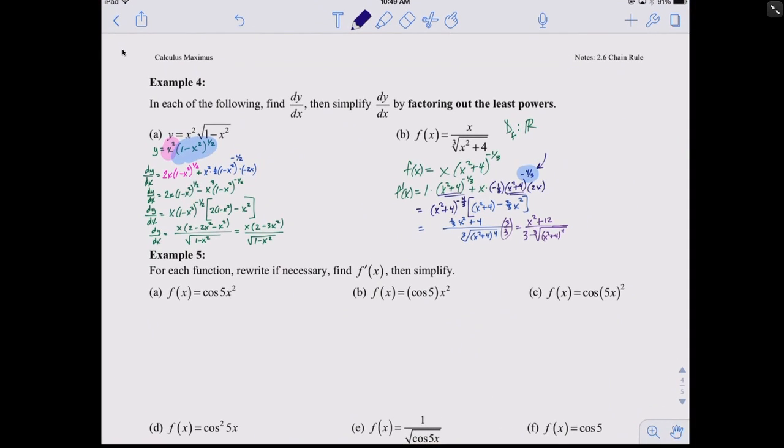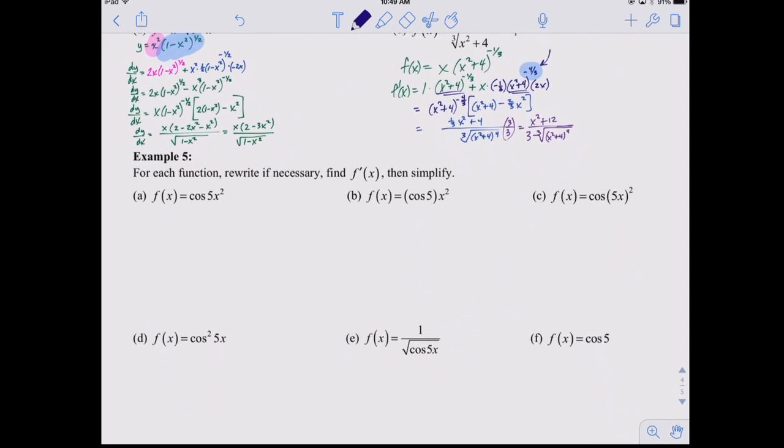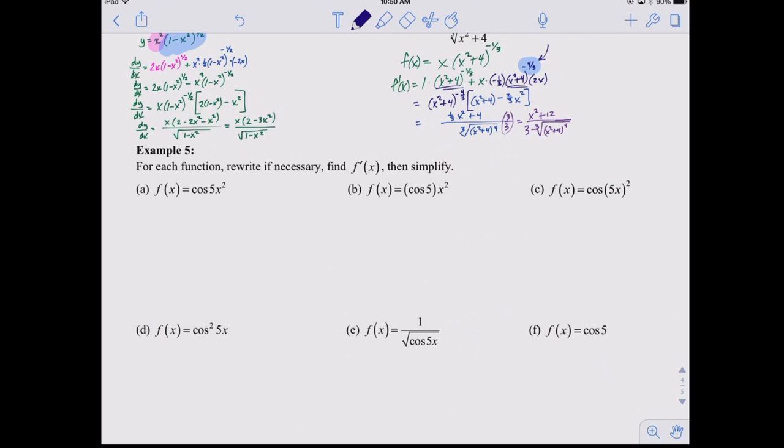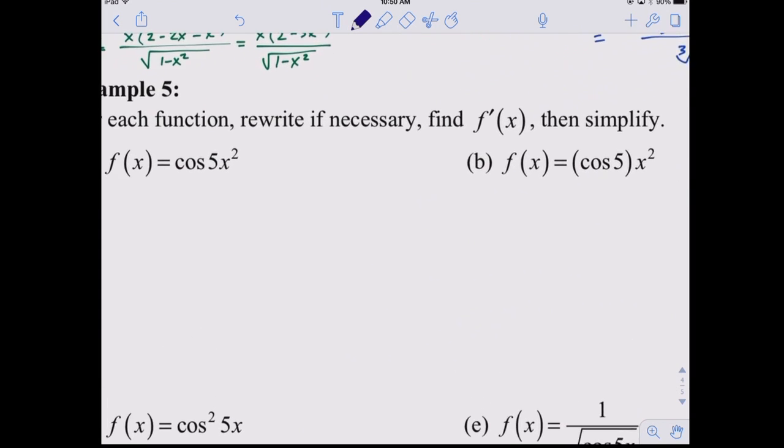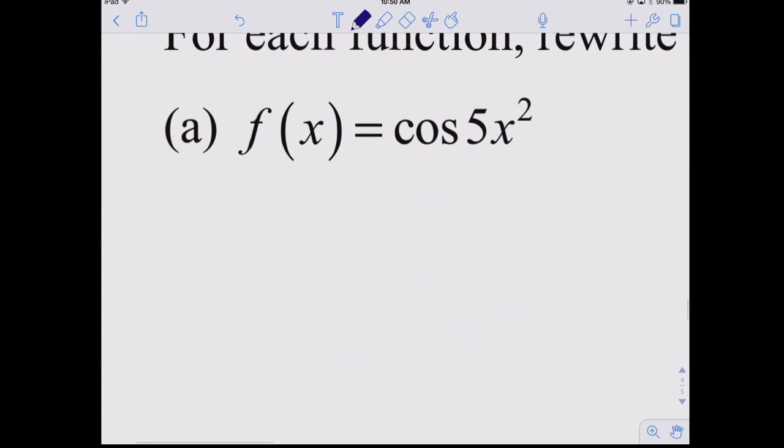2.6 chain rule, example 4. A lot of these, example 5, are going to look very similar. For each of the following, rewrite if necessary, and then find f prime, and then simplify.